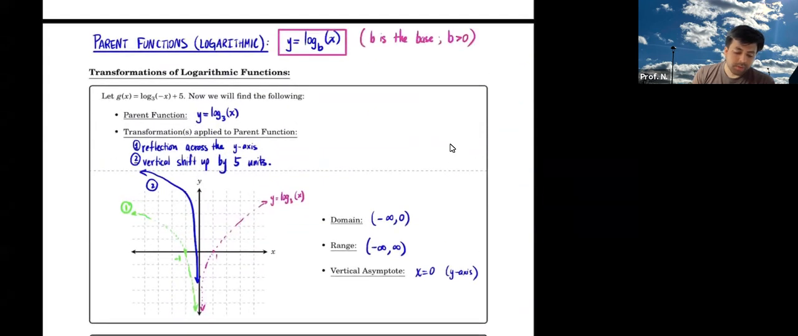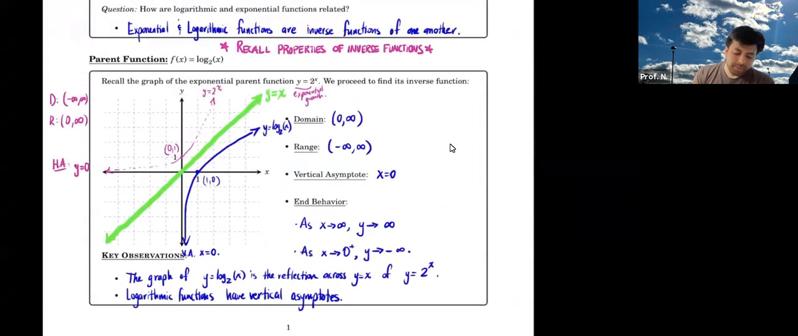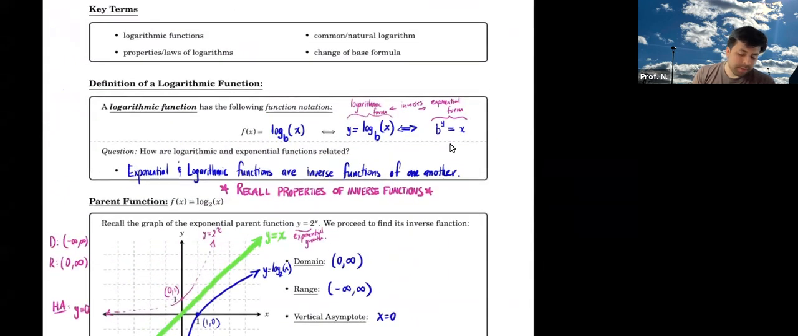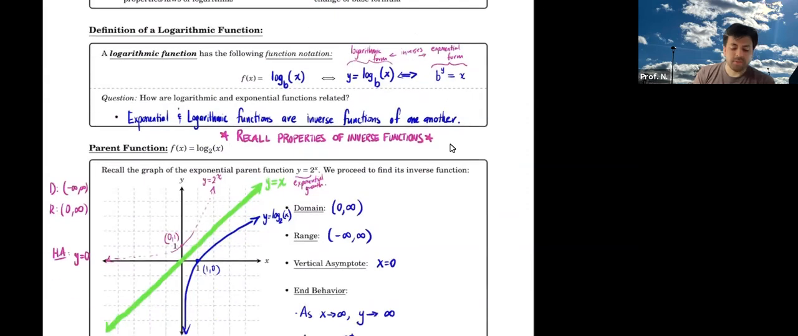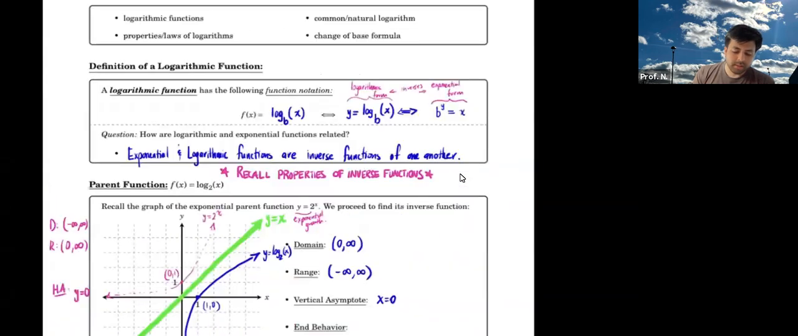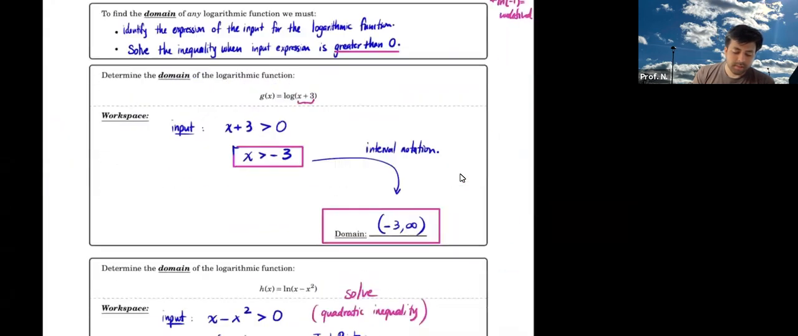And we saw how we can transform the parent graphs of logarithmic functions, and how logarithmic functions and exponential functions are inverse relationships of one another. So that's basically a nutshell of what we've done last class.